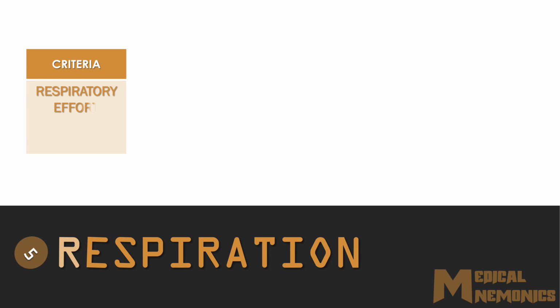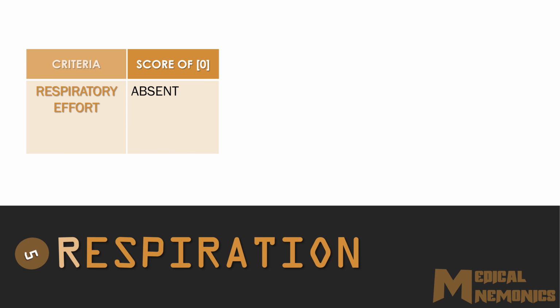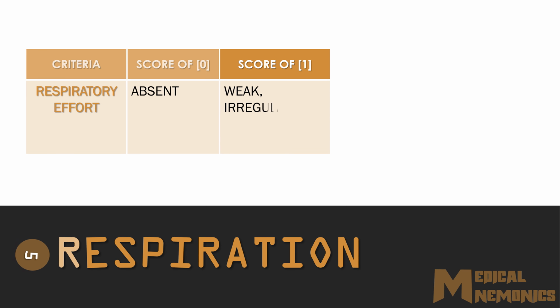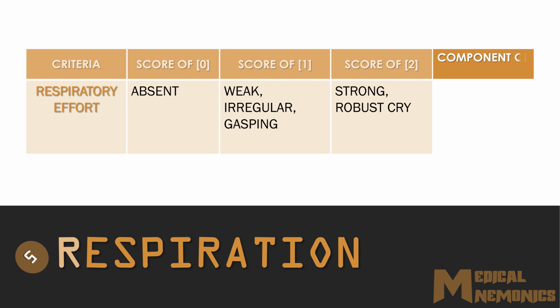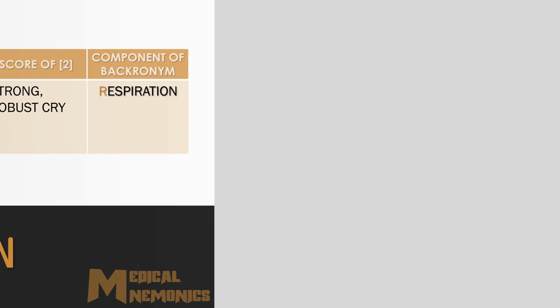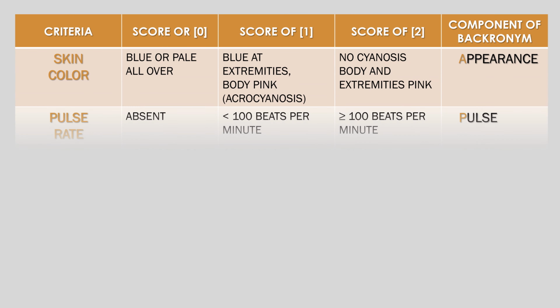And the fifth and final part is respiration, which is assessed by the respiratory effort. Here, a score of 0 is given when there is no respiratory effort seen. A score of 1 is given when the respiration is of weak, irregular, gasping character. A score of 2 is given when the respiration is strong or presenting as a robust cry. And this is what makes the respiration component of the APGAR score. This is what the complete APGAR score looks like.